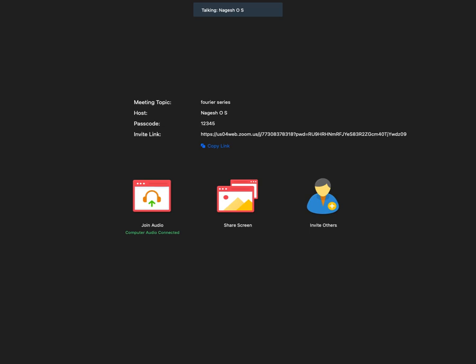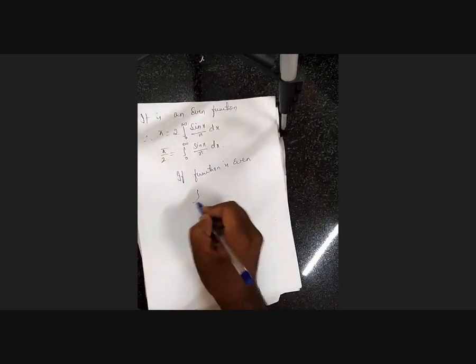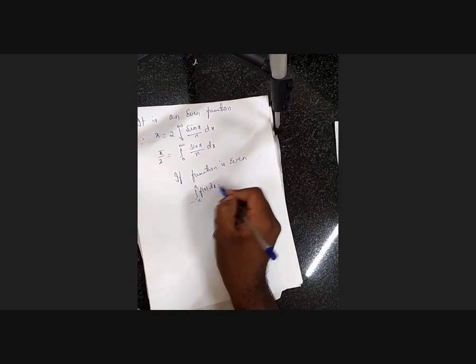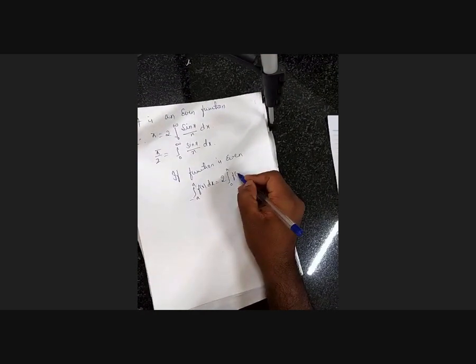How is this minus infinity to infinity changing to 0 to infinity? By one property: if the function is even, you can write the integral from minus a to a of f of x dx as 2 times the integral from 0 to a of f of x dx. This is one property in integrals.